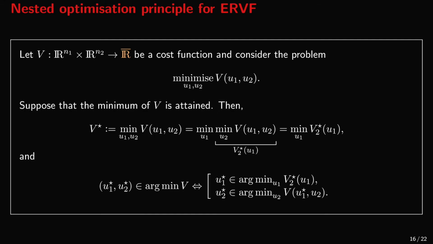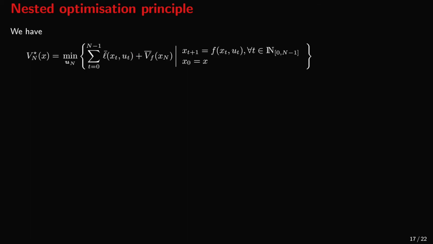Now, the good news is that the nested optimization principle holds for extended real valued functions, and this means that we can apply the dynamic programming method exactly as we did previously to the case of constrained problems. So let's see how this works. We start by writing the definition of Vn star, which is the minimum of the cost function, here an extended real valued function, and it is subject to the system dynamics and the initial condition.